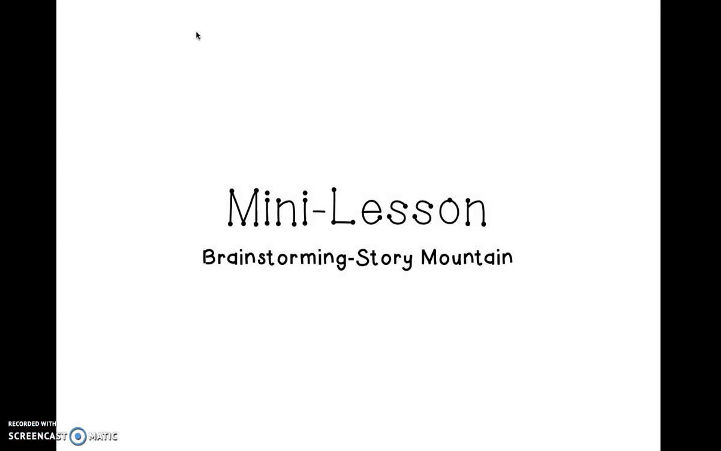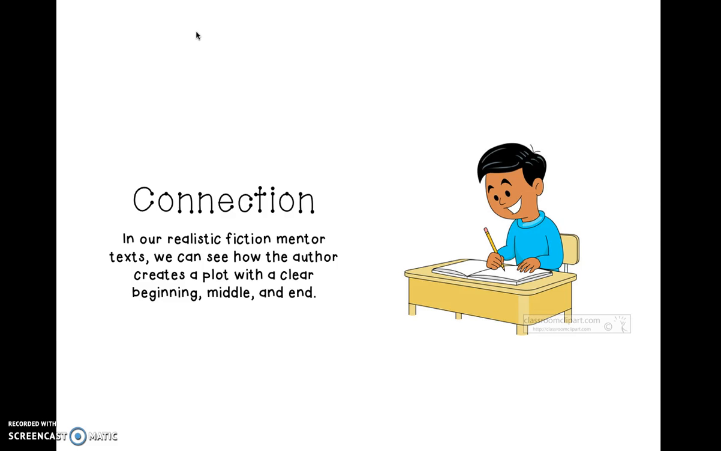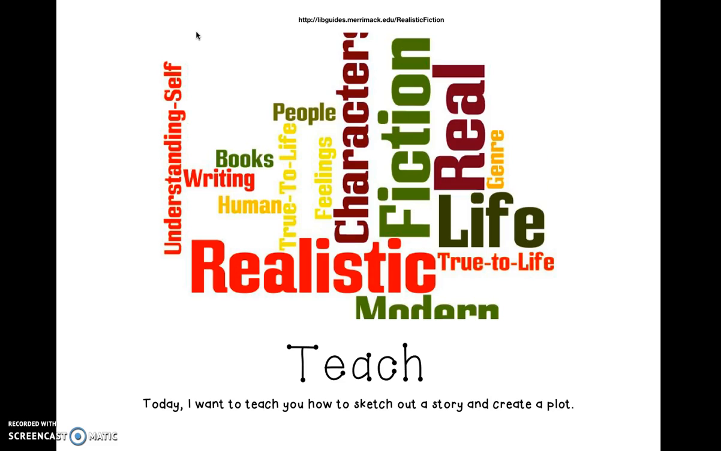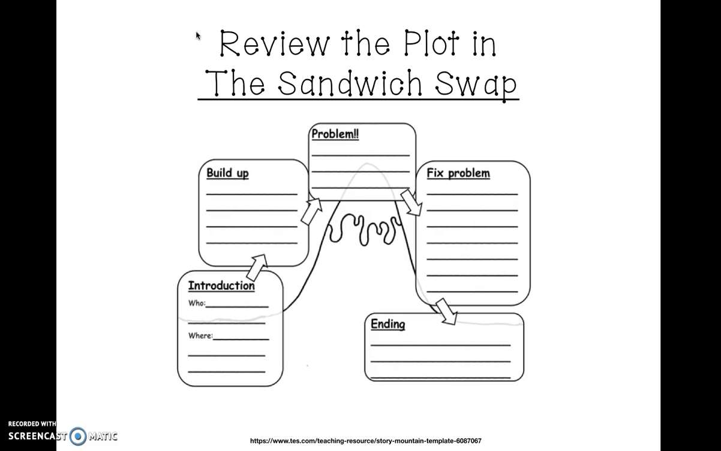Mini Lesson 2, Brainstorming Using Story Mountain. In our realistic fiction mentor text, we can see how the author creates a plot with a clear beginning, middle, and end. Today, I want to teach you how to sketch out a story and create a plot.